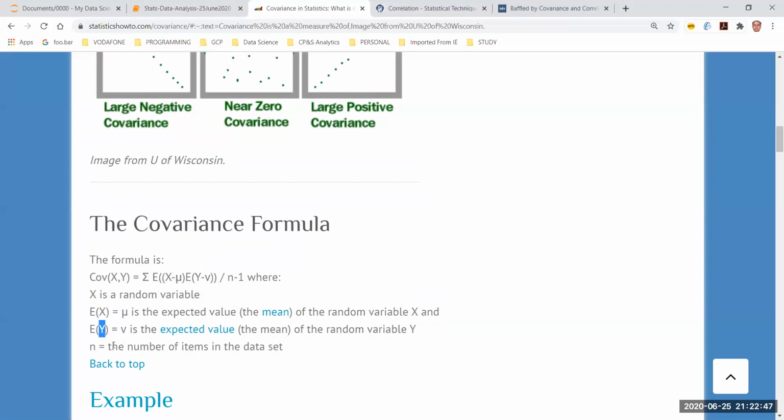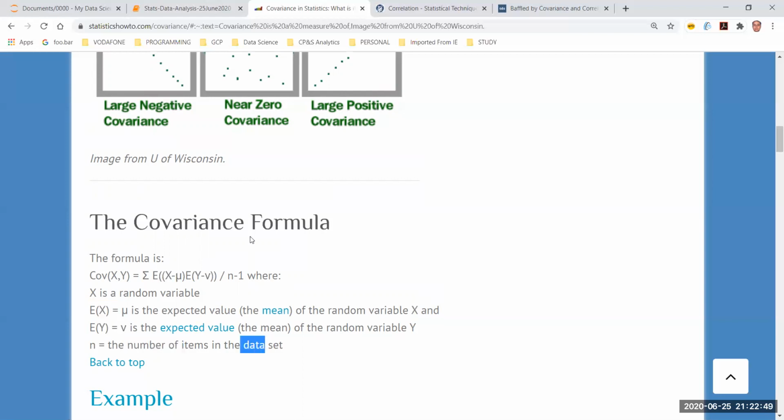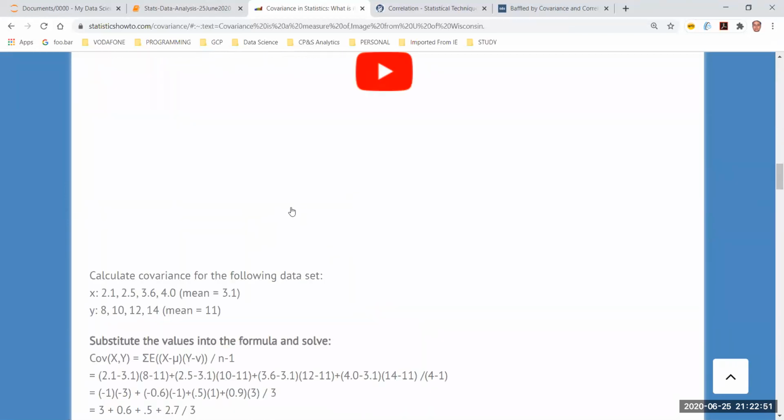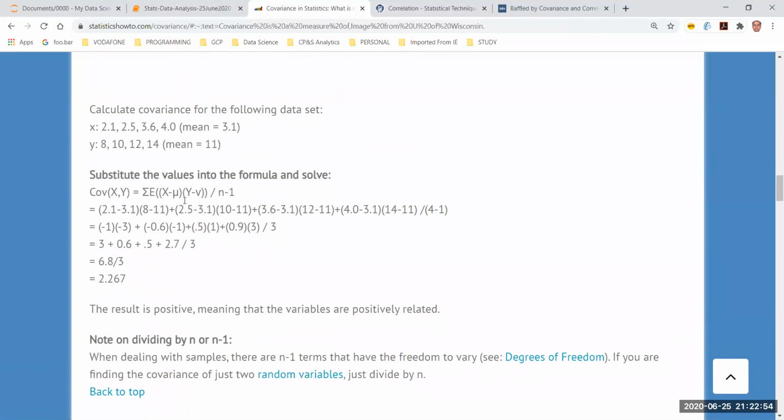Similar we are doing for the other variable. N is the number of items in the data set. Okay, there is an example over here. You can take it from here.